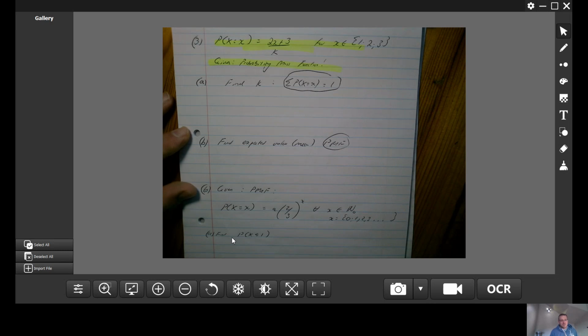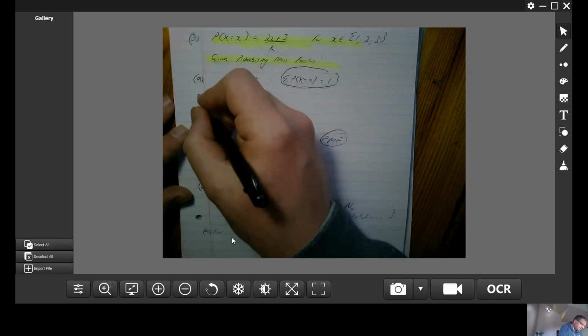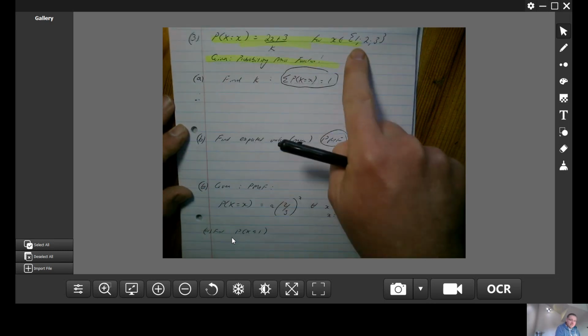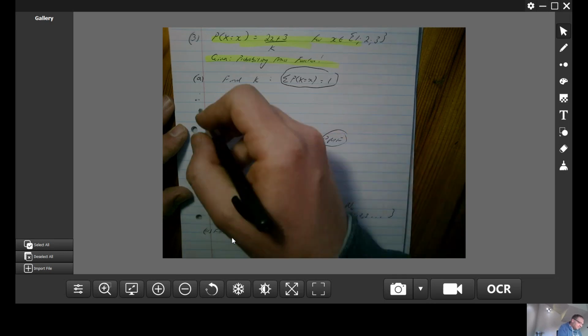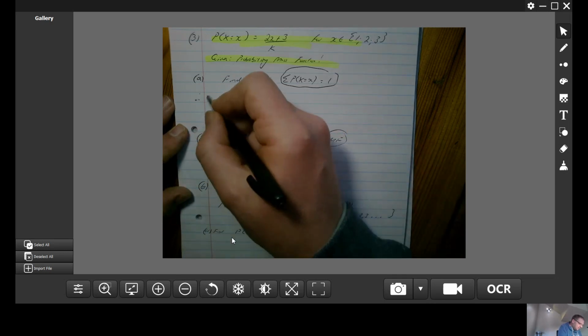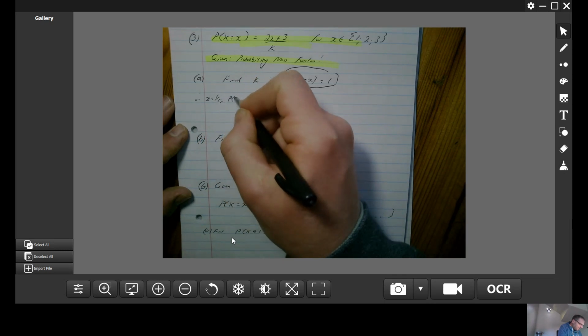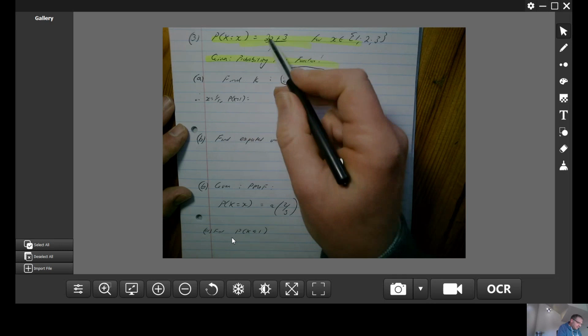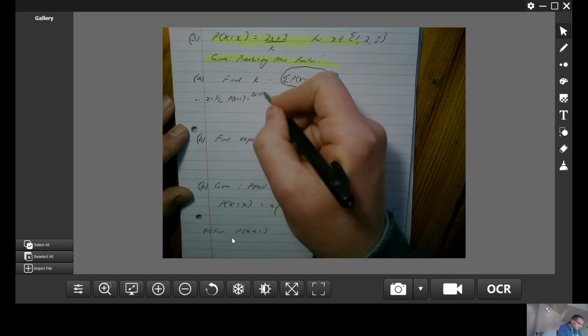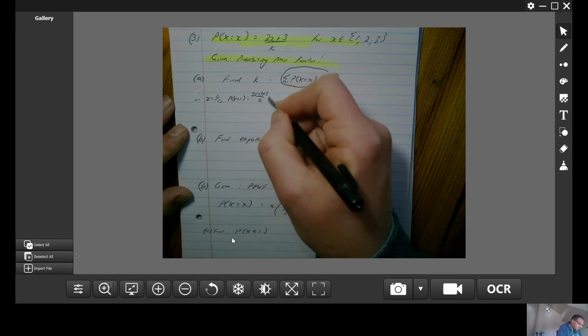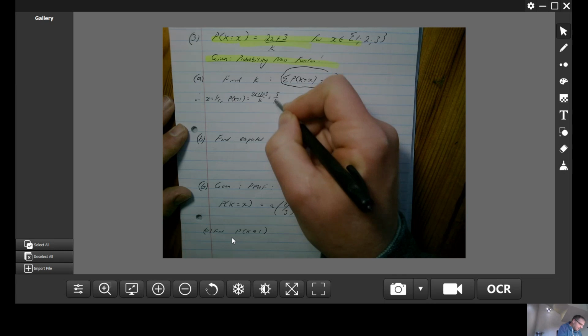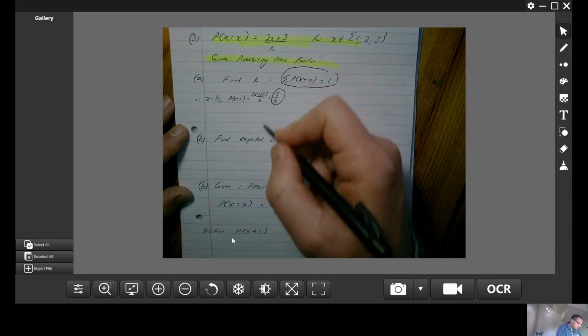So in this case, what can I sub in? I can sub in 1, 2, and 3. Those are the only x values I can sub in. If I sub in x equal to 1, the probability of x equal to 1 is 2 times 1 plus 3 over k, which is 5 over k. So there's your first probability.